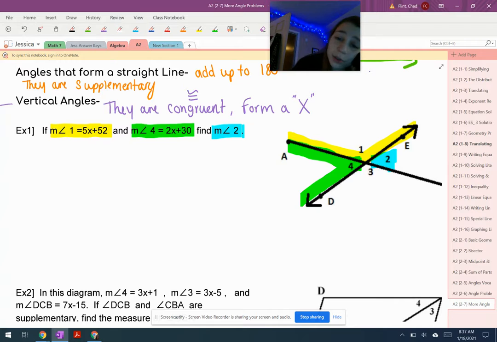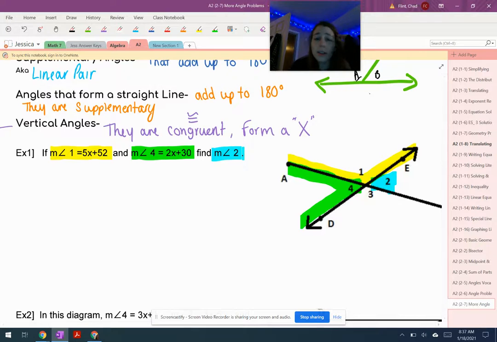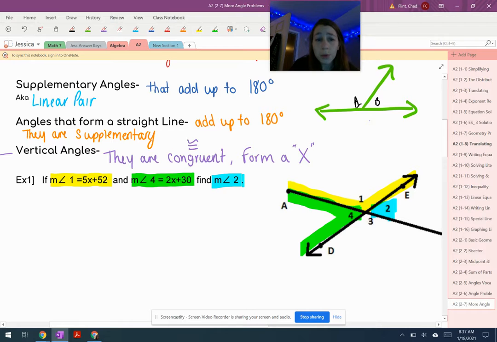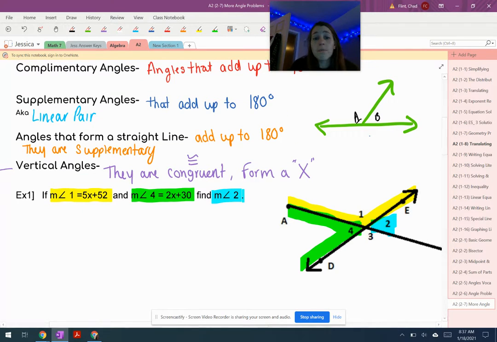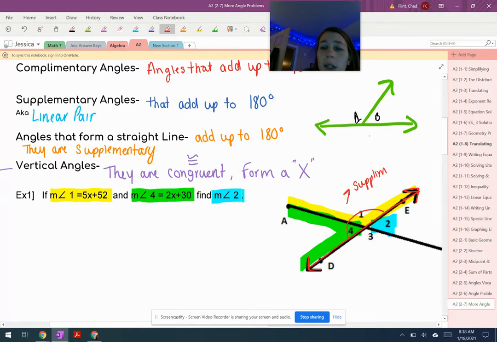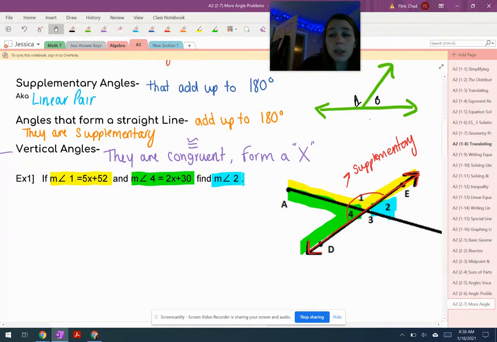So looking at angle 1 and angle 4, what is the relationship between those angles? Are they vertical angles? Are they congruent to each other? They're not vertical angles because they don't form an X. Do they form a straight line? They do, actually. When I put angle 1 and angle 4 together, they get that straight line of DE. So those two angles together are supplementary. So I'm going to use the fact that those are supplementary angles to make an equation there.